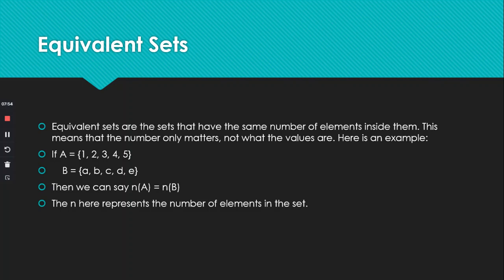Equivalent sets. Equivalent sets are the sets that have the same number of elements inside them. This means that the number only matters, not what the values are. Here's an example. We have A, 1, 2, 3, 4, 5, and B is A, B, C, D, E. There's 5 elements in each set. That's all that matters. That means they're equivalent sets, not equal, equivalent. Basically, the amount of elements inside them are equivalent. You could say that. And if you want to write it in a linear form, then we can say n(A) is equal to n(B). This is not multiplication. The n with the brackets here only shows number of. The n here represents the number of elements in the set.